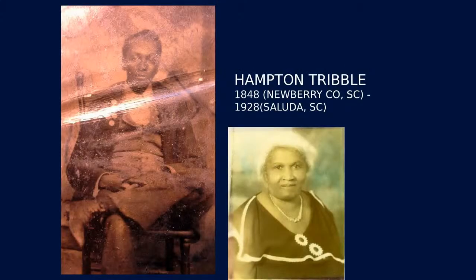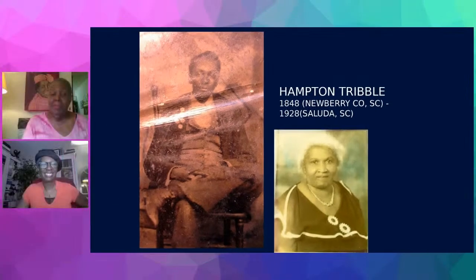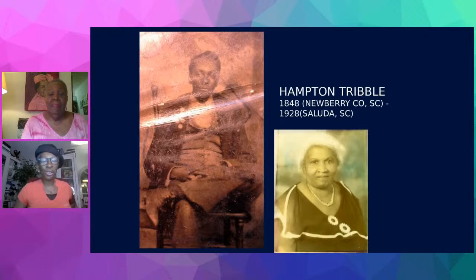And that's Hampton Tribble. We can document the family back to his mother, Millie Tribble, in Newberry County, South Carolina. And that's my direct line, my great-grandmother, Fanny Tribble Glenn, who migrated to Philadelphia in 1917. Okay, so Hampton Tribble is that ancestor who was both in freedom and enslaved.